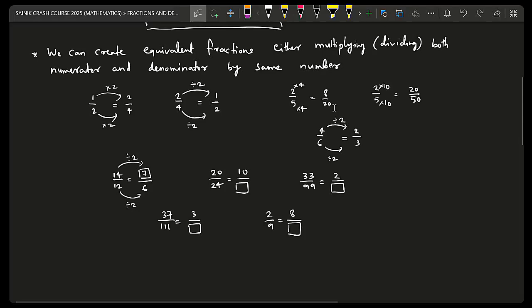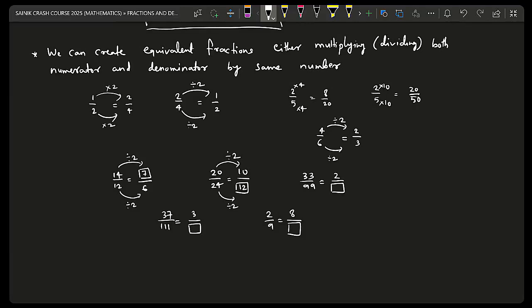Shanai, can you give the answer for the second one? 20 by 24 is equal to 10 divided by question mark. Sir, 12. How did you get the answer? Can you explain? Sir, 20 divided by 2 is 10. Yes. So 24 divided by 2, 12. Very good. You got the correct answer. You can mute yourself, Shanai.